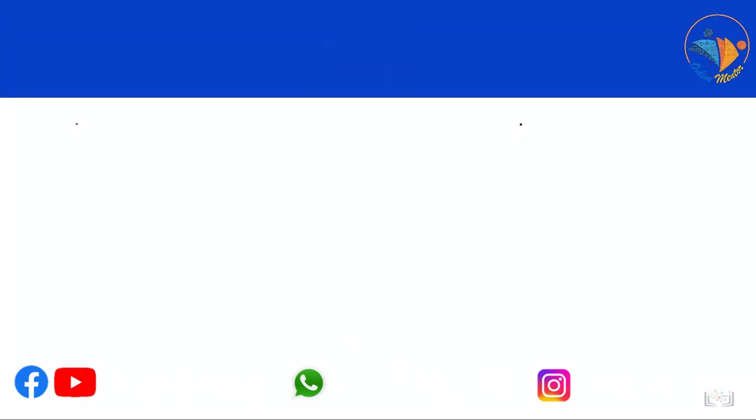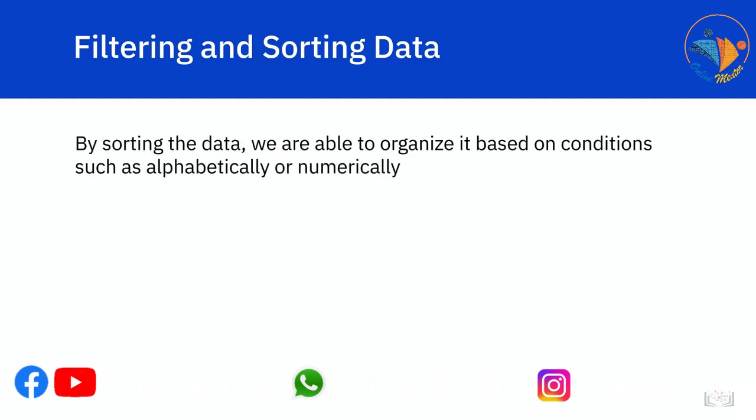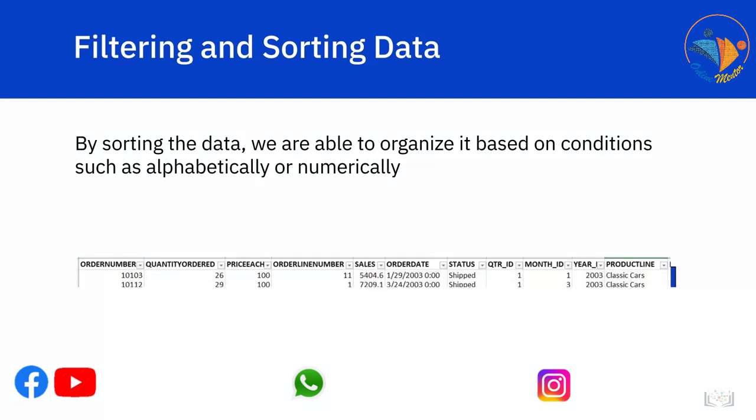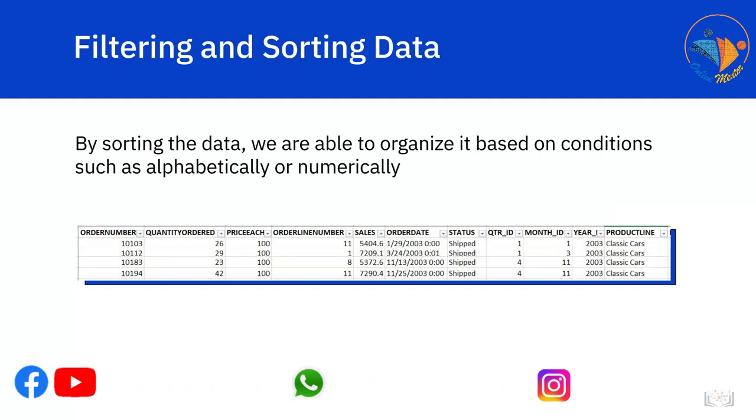The most basic step would be to filter and sort the data. By sorting the data, we are able to organize it based on conditions, such as alphabetically or numerically. For example, if we wanted to check for duplicate order numbers, we could sort the data and quickly see any duplicates.